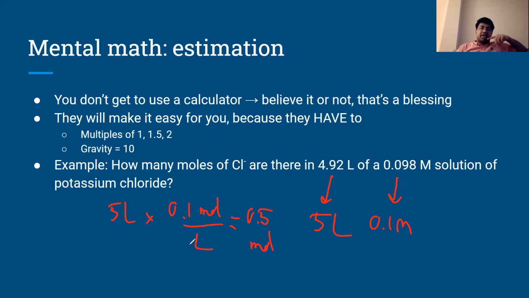So if the answers are like 0.038 or 0.048 or 0.48, 0.61, 0.91, we know that we overestimated this and we overestimated this. So 0.48, I don't know if this is actually the right answer, but 0.48 is going to be a reasonable answer because it's just below 0.5, which is what we estimated.